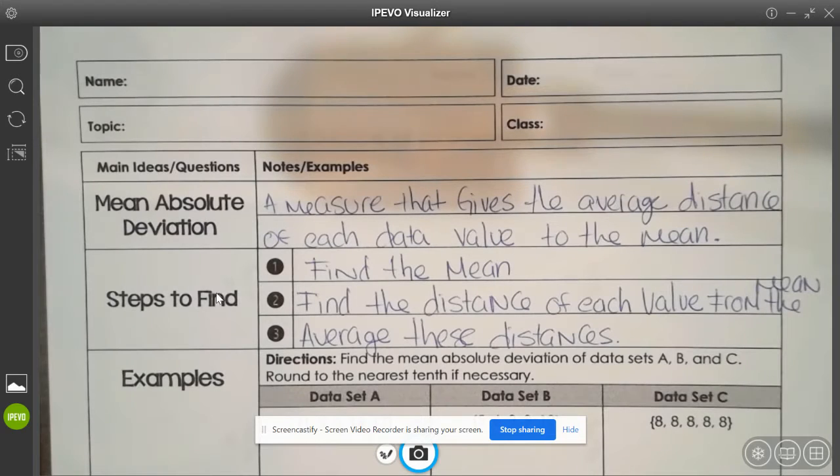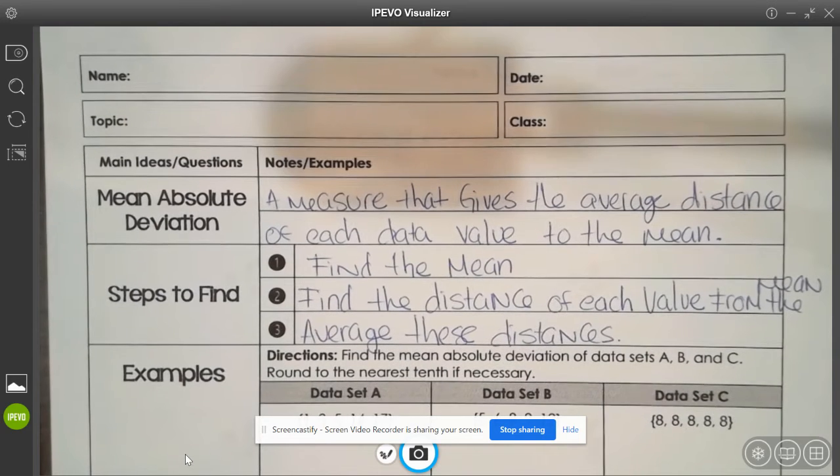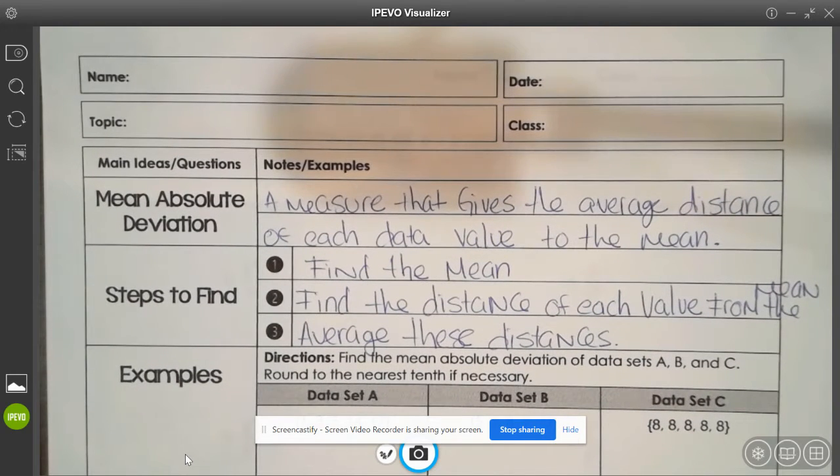Okay, students. So this week we're gonna talk about mean, which I mean mean absolute deviation, which is MAD. That's what I meant to say. So the MAD, what is the MAD?